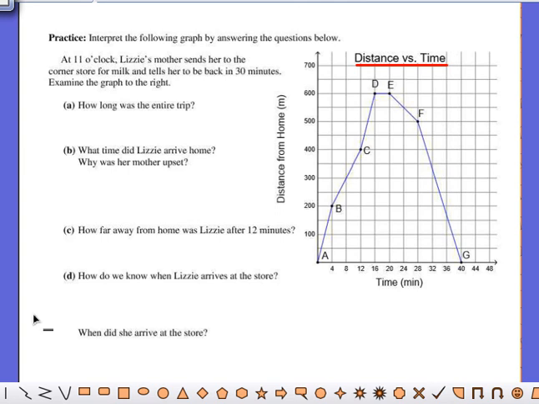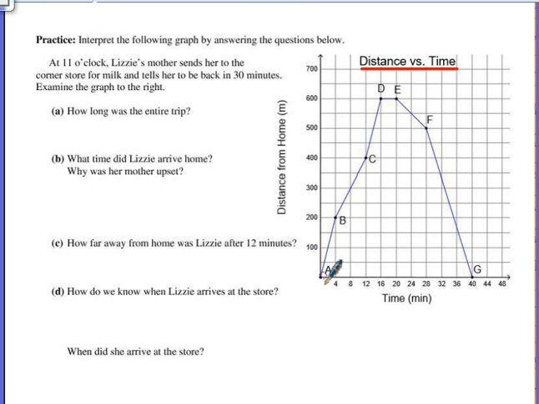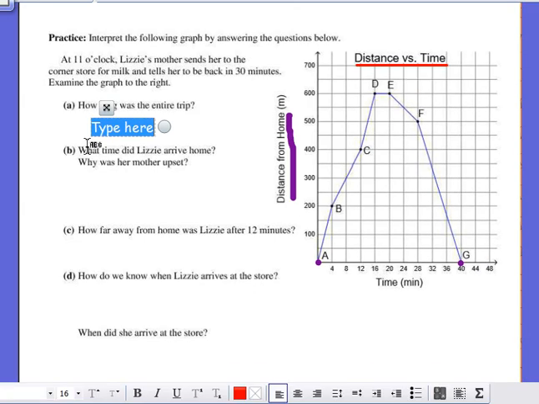Question A. How long was the entire trip? So all of our stories are always going to start here. So the entire trip, here's the time, okay? She was traveling to the store. When she got back home, that would be right here, okay? Because her distance from home would go back to 0. So it took Lizzie, or the entire trip was 40 minutes.